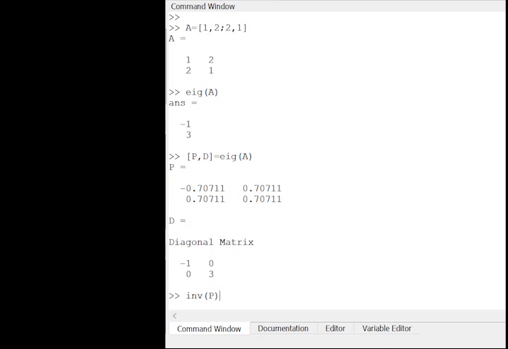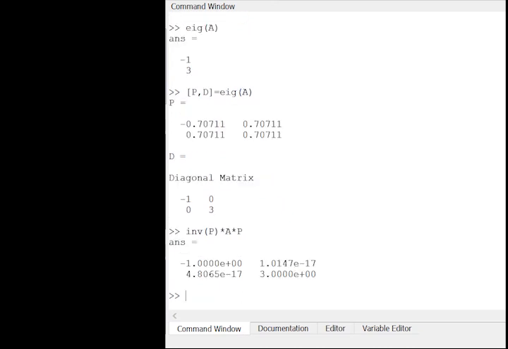So this matrix should diagonalize A, so let's check the inverse of P times A times P. And you see here I've got the 1 times 10 to the minus 17. That's basically 0. That's just a small floating point error there. The diagonal entries are minus 1, 3.